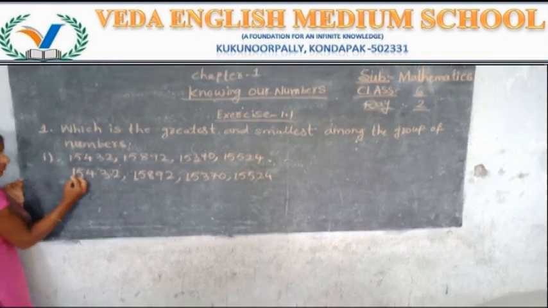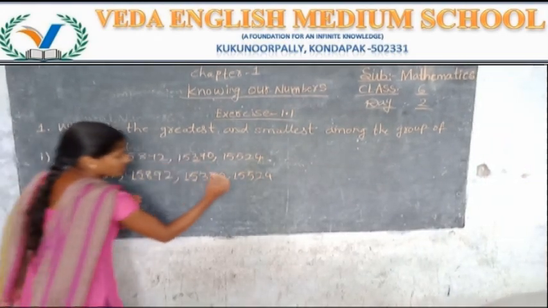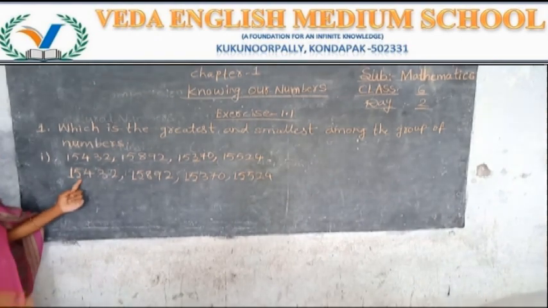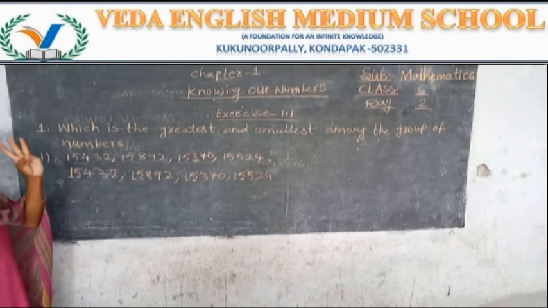The second digit is 5 in every number. First digit and second digit, both digits are equal. If the two digits are equal, then you have to compare the third digit.